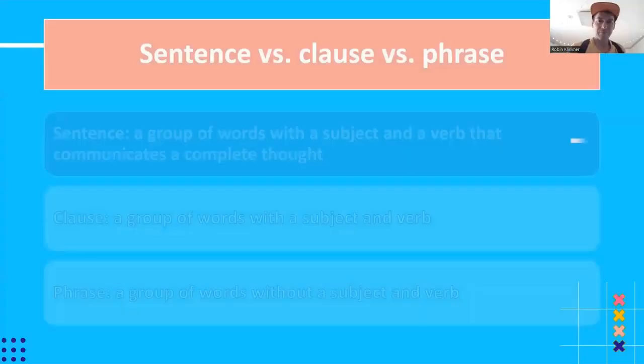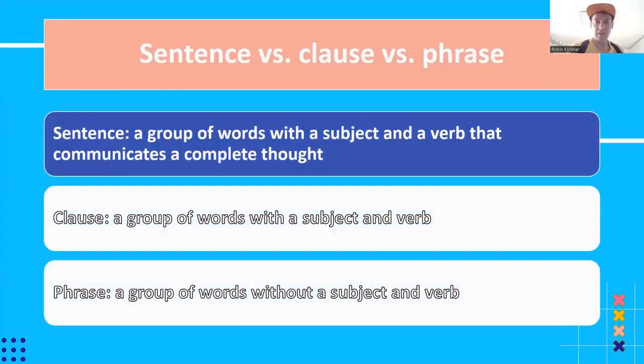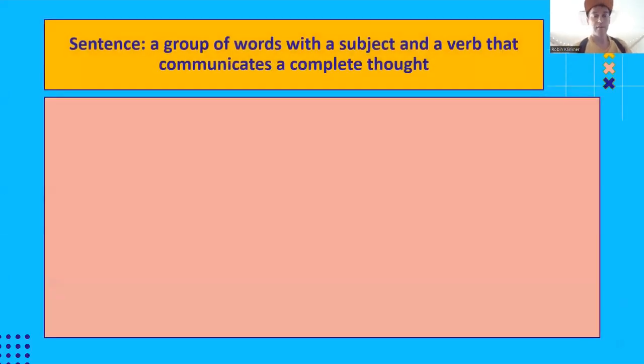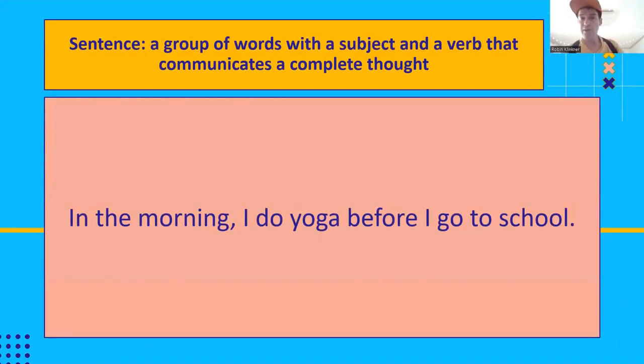So, once again, a sentence is just a group of words with a subject and a verb, and it communicates a complete thought. So, here's an example. In the morning, I do yoga before I go to school. That is a complete thought. If I tell you that sentence, in the morning, I do yoga before I go to school, you will clearly understand what I mean because that is a complete thought. That's a sentence.